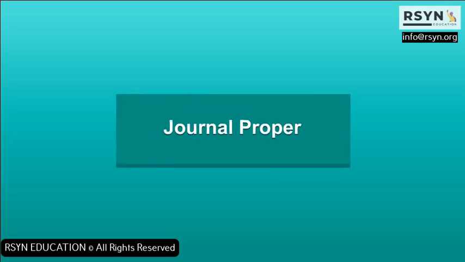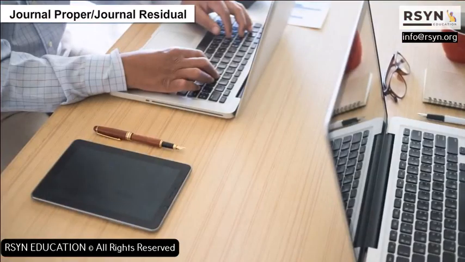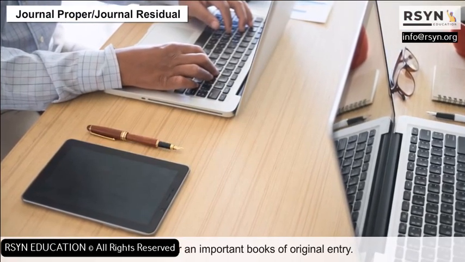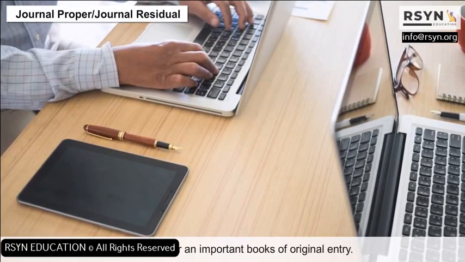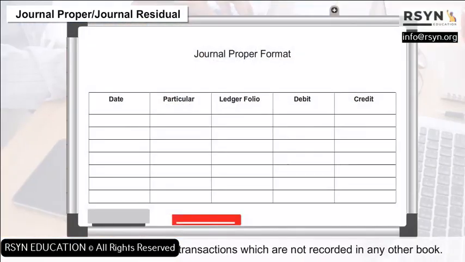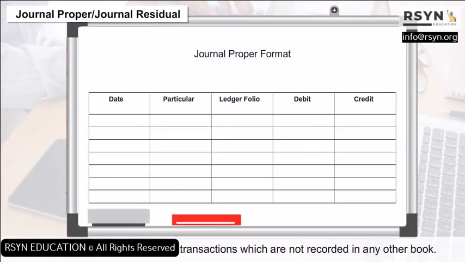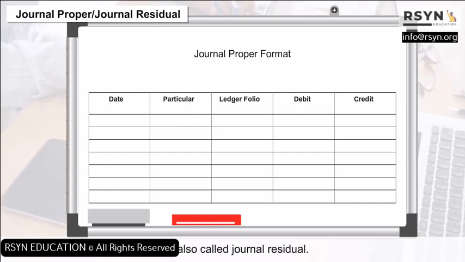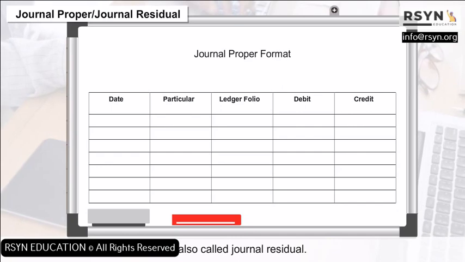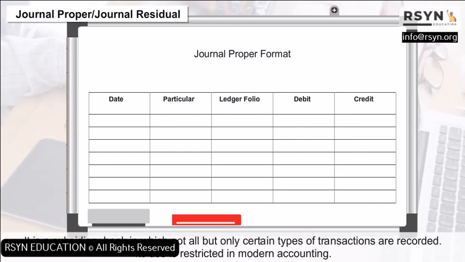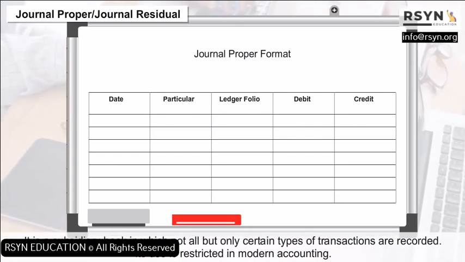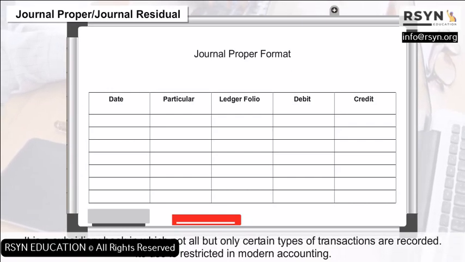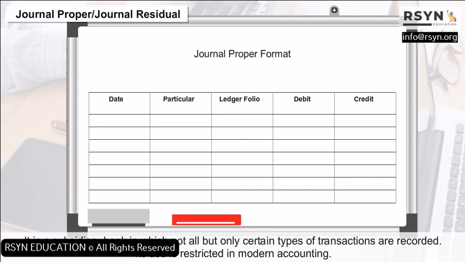Journal proper. Journal proper, or journal residual. Journal proper is one of the important books of original entry. It includes miscellaneous credit transactions which are not recorded in any other book. It is also called journal residual. It is a subsidiary book in which not all but only certain types of transactions are recorded. Its use is restricted in modern accounting.